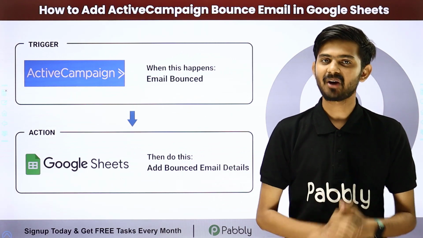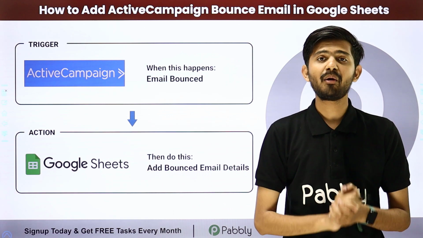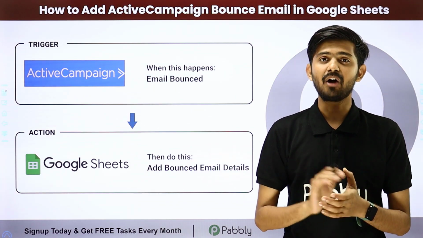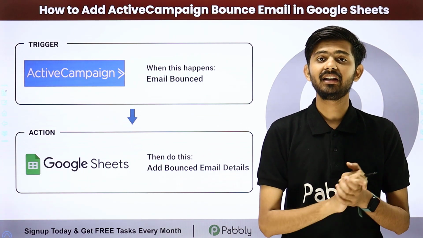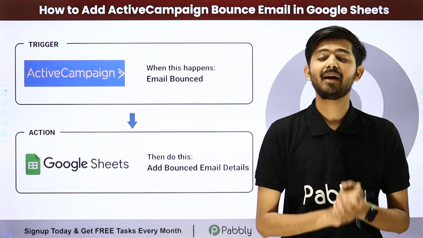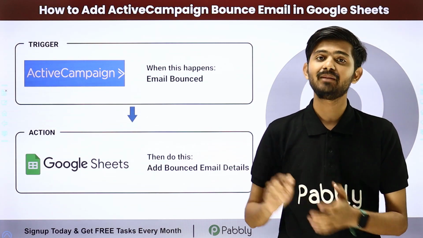Hello everyone, today our topic is how to add ActiveCampaign bounce emails in Google Sheet. So here my objective is that in my ActiveCampaign account, I'm sending a lot of emails to my contacts. Whenever an email gets undelivered or bounced, I'm going to automatically capture the details of that bounced email and add these details automatically in my Google Sheet.